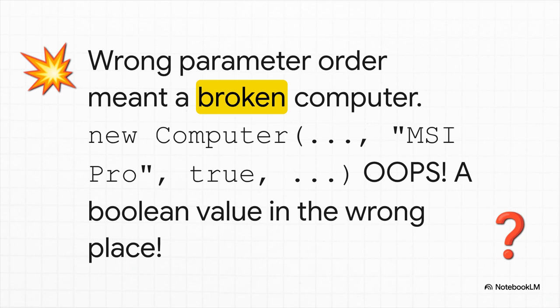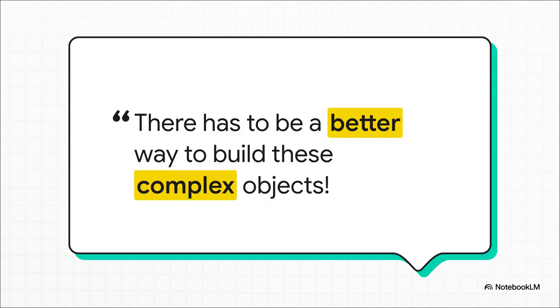It was a total guessing game. You get one little thing in the wrong order, like this true value for RGB lighting stuck in the wrong spot, and boom, the wrong machine gets built, a customer's unhappy. And this was happening all the time. You can just imagine her frustration, right? Sofia was at her breaking point, totally drowning in code, trying to manage dozens of different constructors for every possible combination. She knew something had to change.